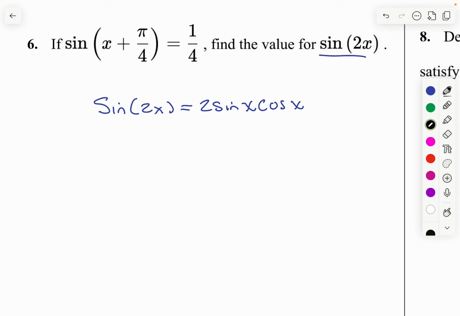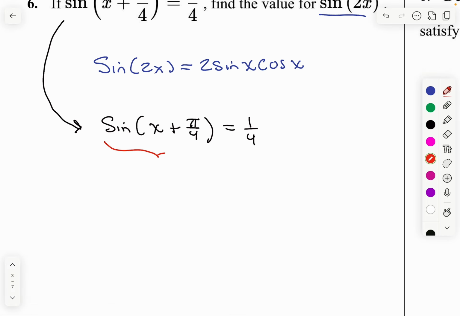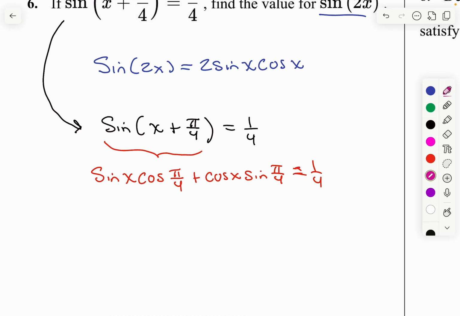Okay, and then I also know that sine of an angle sum can expand and give us, using the angle sum formula. Okay, so there's some things we can evaluate. We know this is 1 over root 2. I know this is 1 over root 2.